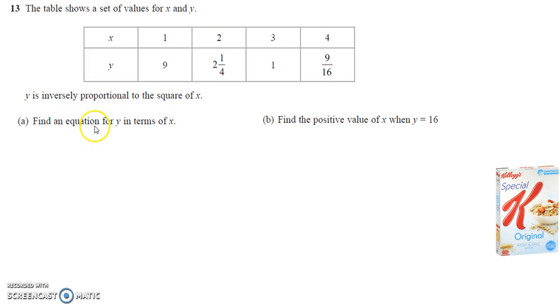Part A, find an equation for y in terms of x. Part B, find the positive value of x when y is 16. Alright, so I'll let you take a couple of minutes and have a go at those questions, and I'll do the solution in a second.